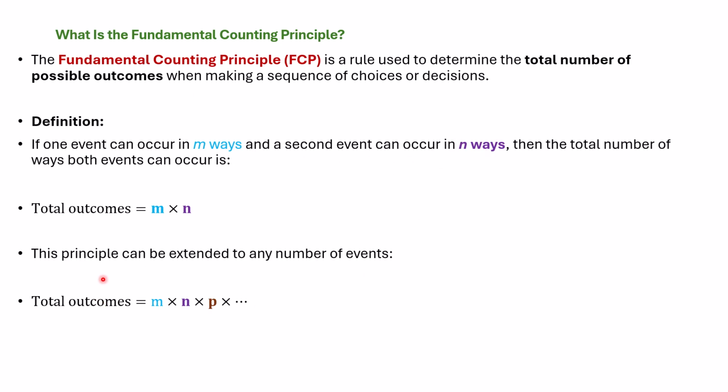And we can extend this principle to any number of events. So my total outcomes, if I have more than two events, would be m times n times p times whatever, depending how many events we have. That's for arranging my cars or creating secret passwords or encrypting something, etc. Right, so let's look at a basic example to get this into your head so you can see how we use the fundamental counting principle.